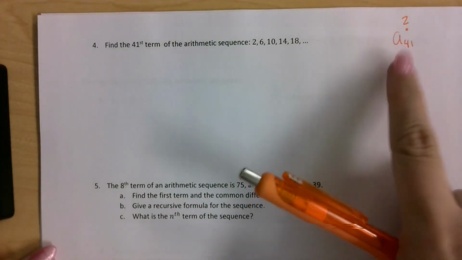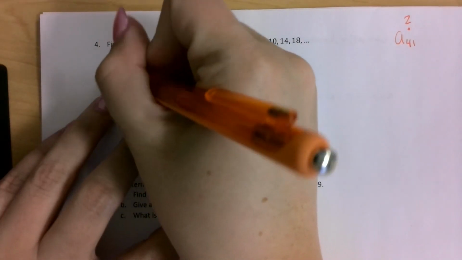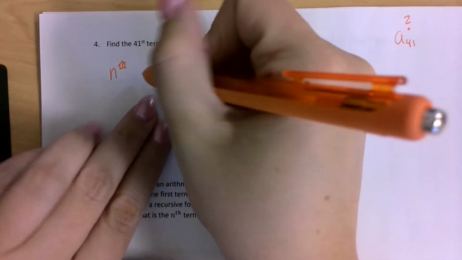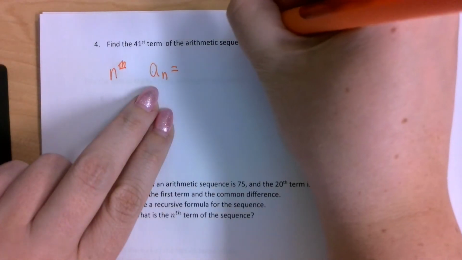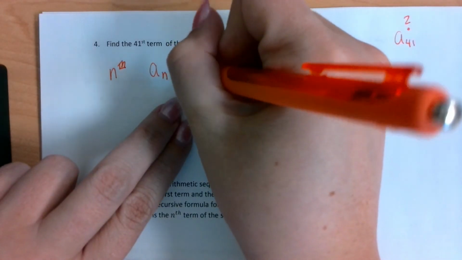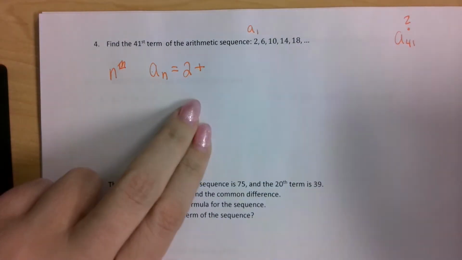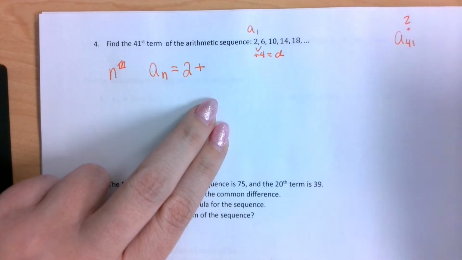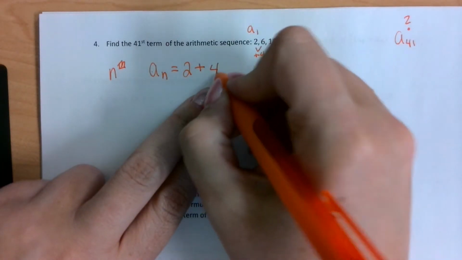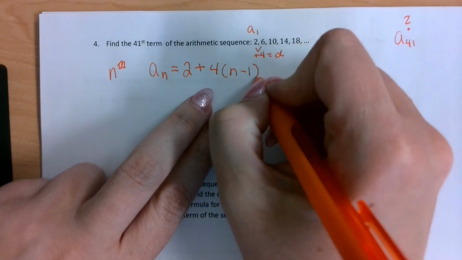Well, it's really easy to figure that out if we use our nth term formula. So remember, our nth term formula is a sub n is equal to a sub 1, which in this case is 2, plus the common difference, which in this case we're adding 4 each time. So our common difference is 4, times n minus 1.